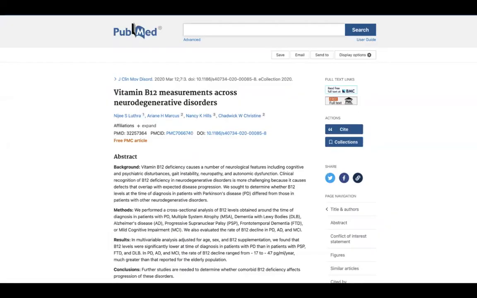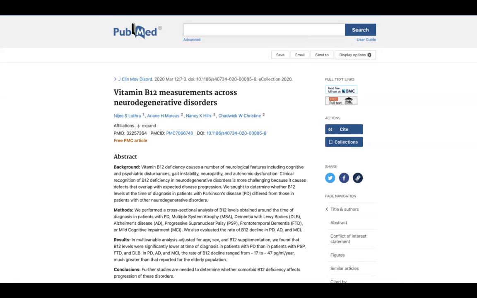If you recall, my research question was also asking about vitamin B12 deficiency and how it affects the clinical course of disease progression. I first wanted to look at neurodegenerative disorders. I'm very interested in the nervous system, so I came across a study that assessed whether B12 levels in patients with Parkinson's disease differed from patients with other neurodegenerative disorders.